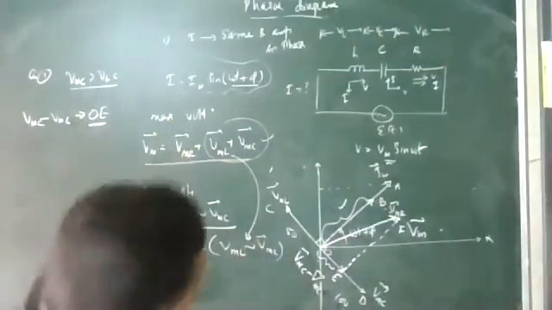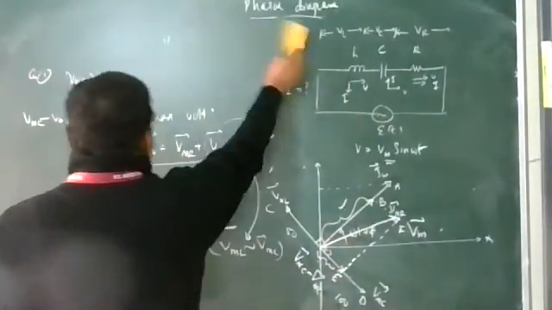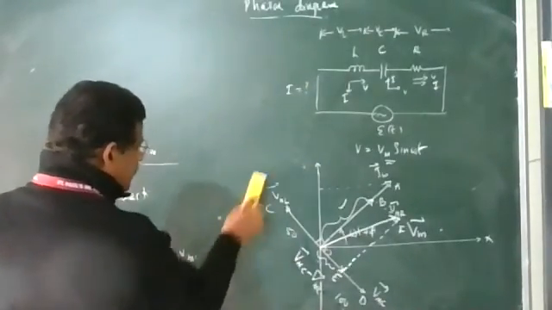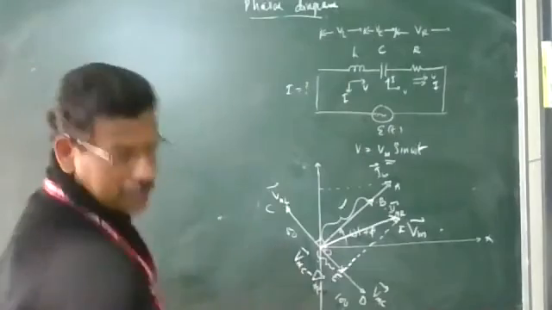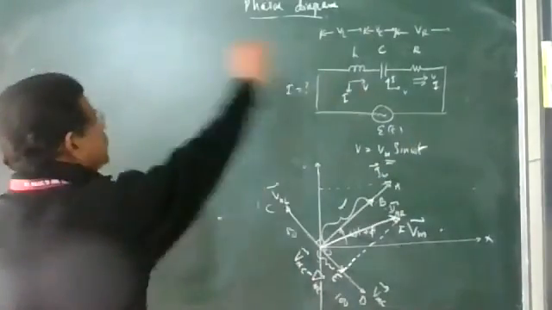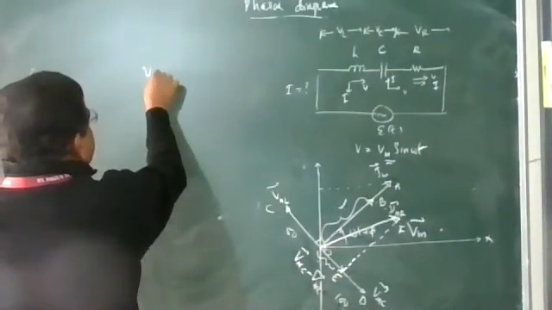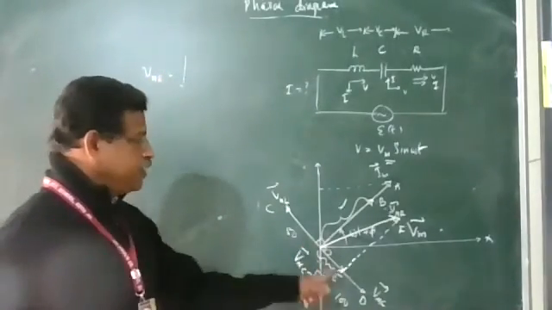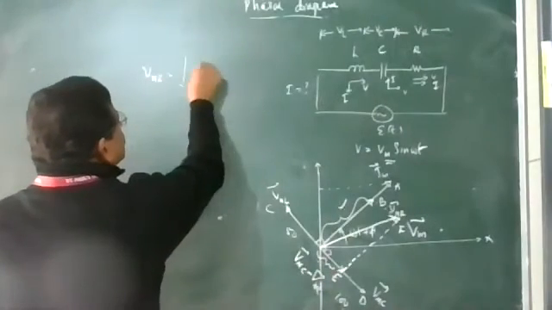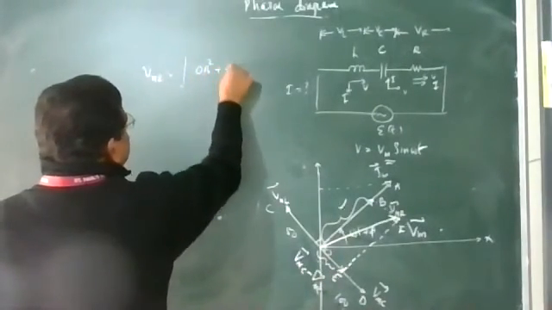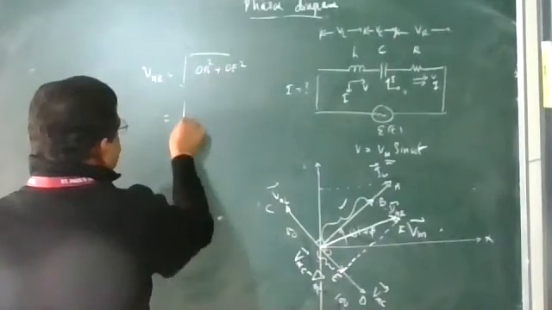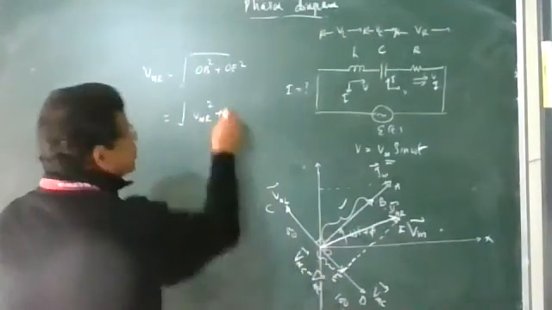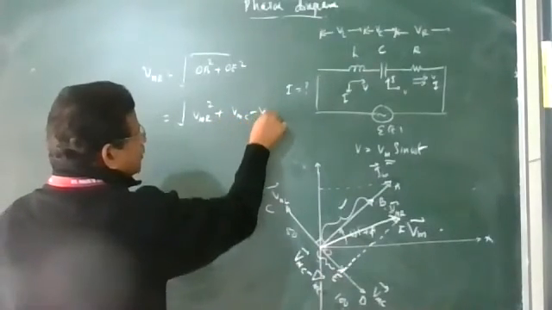So the next point I am going to write: the maximum value of voltage in the LCR circuit, VM. It is obtained by the vector addition of two perpendicular vectors: OB square plus OE square. What does OB square stand for? That is voltage across the resistor squared. What is OE square? It is the difference between capacitor and inductor voltage, squared.